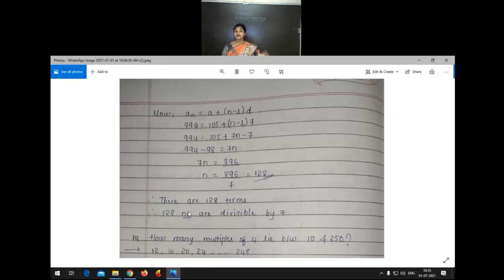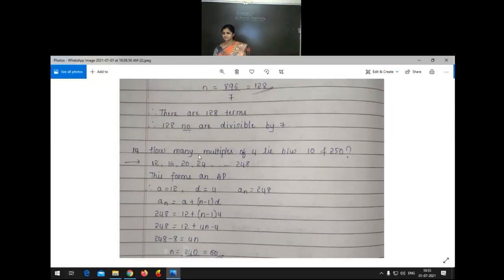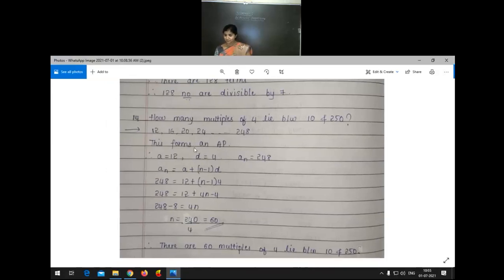Total, there are 128 three-digit terms which are divisible by 7. So total 128 numbers are divisible by 7. Got the idea of this problem now? So this is a very simple problem. Now, same problem, but here the question type is a little bit different.